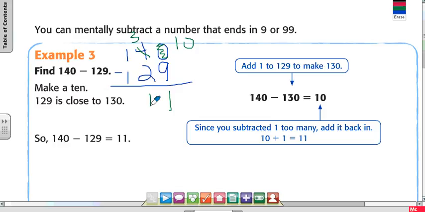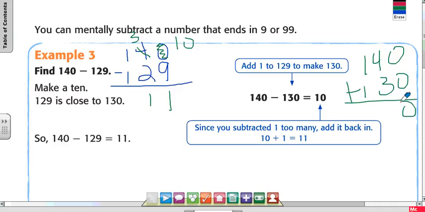However, what you could also do is, if you add 1 to 129, I get 130. So if I subtract that, I'm basically just adding 1 to the number that ends with 9, right? Or 99. So I subtract that. 0 minus 0 is? 0. 4 minus 3 is? 1. Sorry, this is a subtraction, not multiplication. And 1 minus 1 is 0, so I get 10. Then it says, since you subtracted 1 too many, add it back. So then you add 10 plus 1 equals 11.